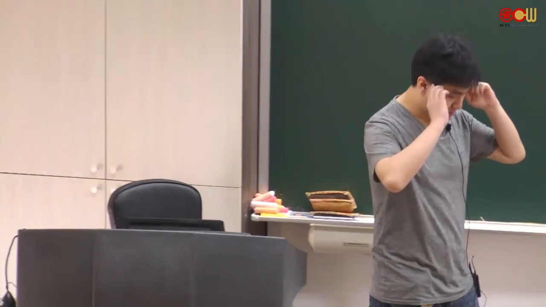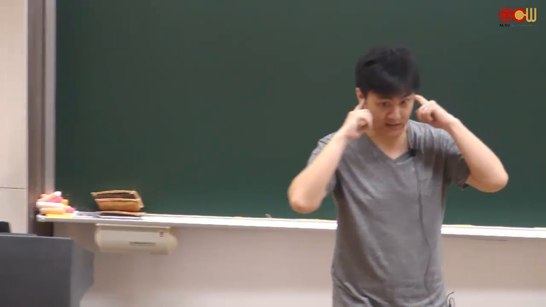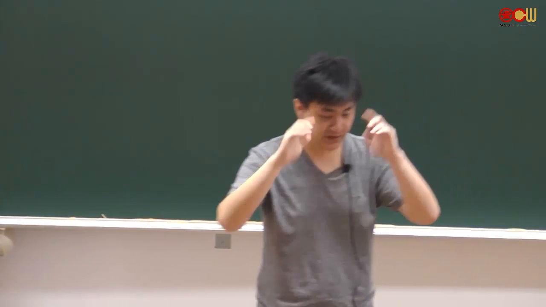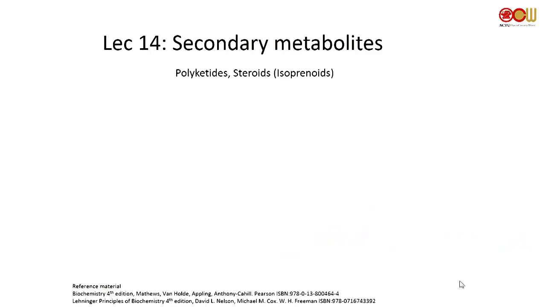We finished talking about most of the central metabolites. From the beginning of the class, we went from glycolysis, TCA cycle, pentose phosphate, glyoxylate shunt, primary central metabolism. And then we started talking about photosynthesis.